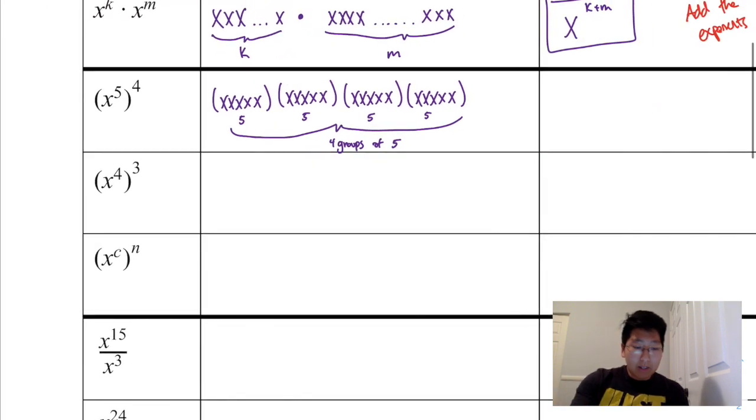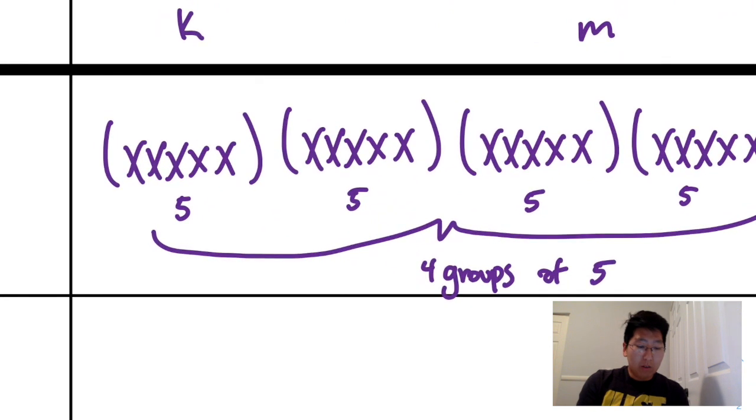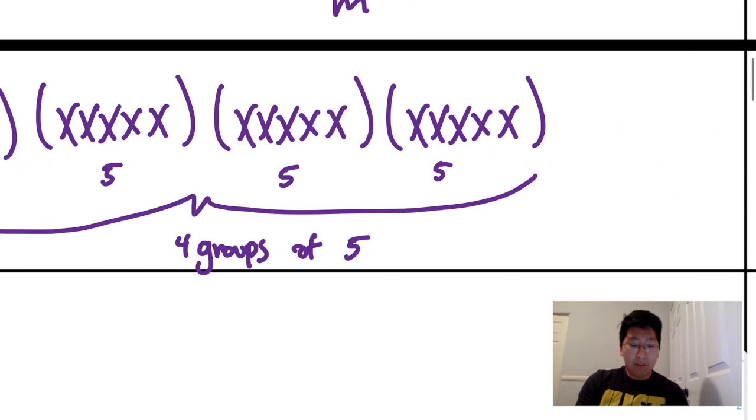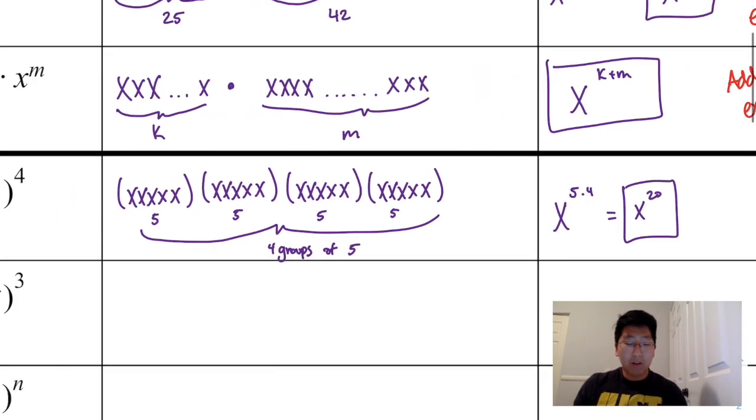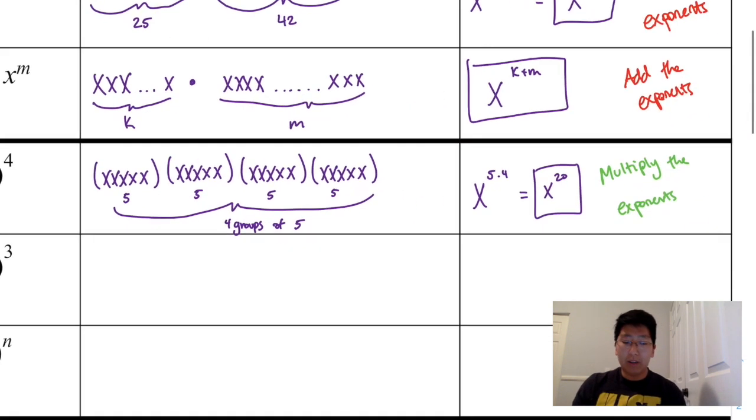So we can take x to the fifth all raised to the fourth power and say that it's going to be 4 groups of 5. What's another way of saying 4 groups of 5? We can multiply 4 times 5, and that's going to be x to the 20th. Right here, if we sit here and count, there's 1, 2, 3, 4, 5, 6, 7, 8, 9, 10, 11, 12, 13, 14, 15, 16, 17, 18, 19, and 20. So x to the 20th. What we can do is when we have power of powers, we can multiply the exponents.